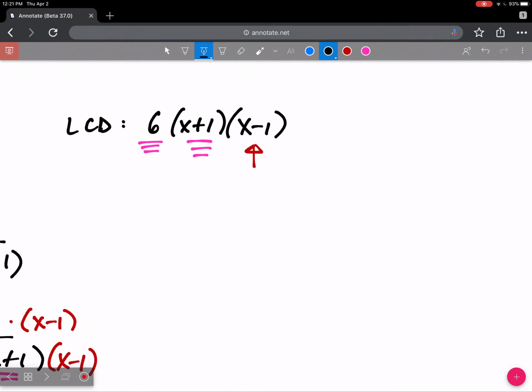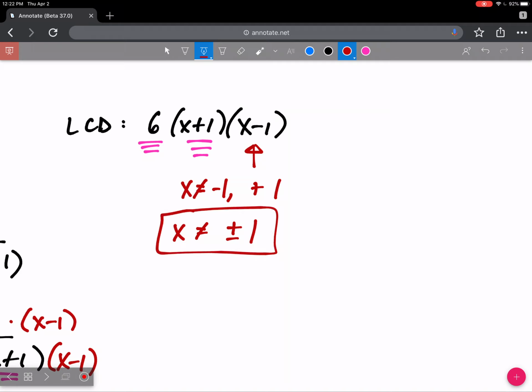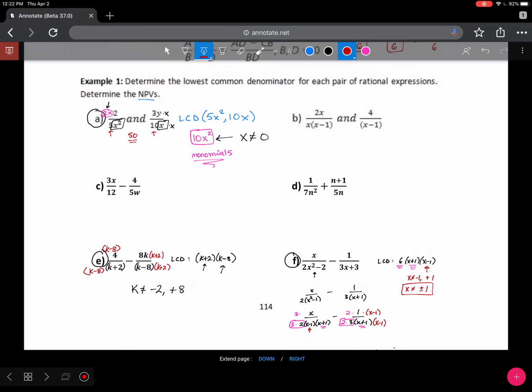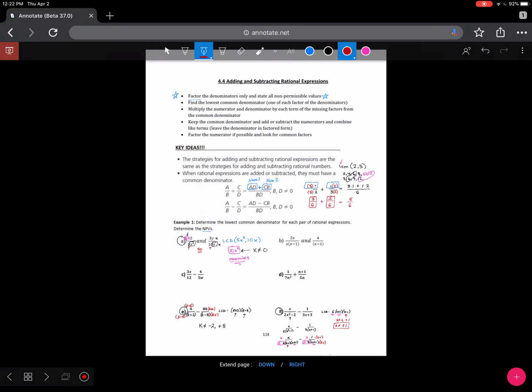And on this last one, because 6 is always just 6, it's never 0, you don't have to include this one. There's no variable there. So if it said 6x, then yes, we would have this. But because it's not there, you do not need that. It's not required. And the only non-permissible values are x equals negative 1 and positive 1. And we often write that a little bit simpler as this. Whenever you have difference of squares, this sort of symbol comes up, the plus or minus. All right, so I think we're ready to actually jump into some questions.